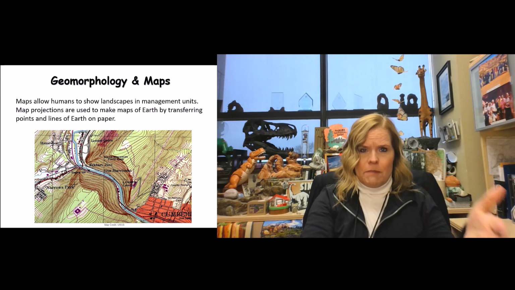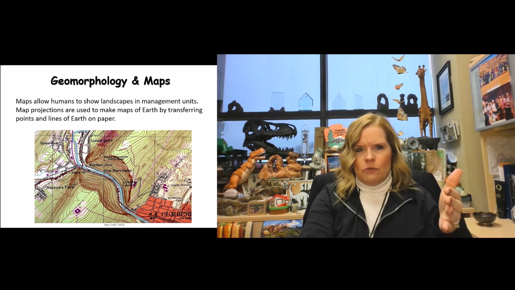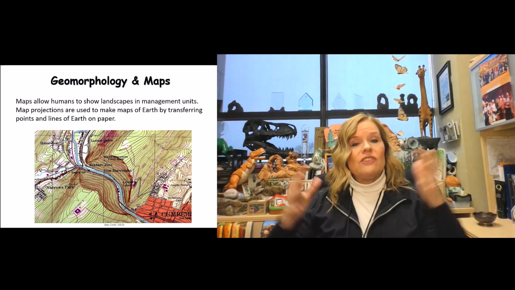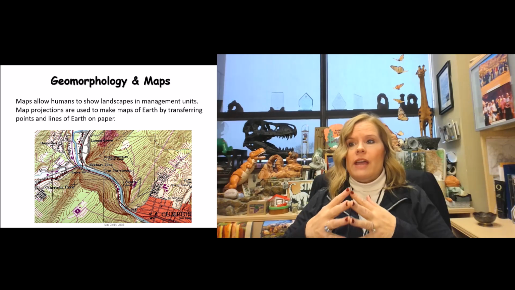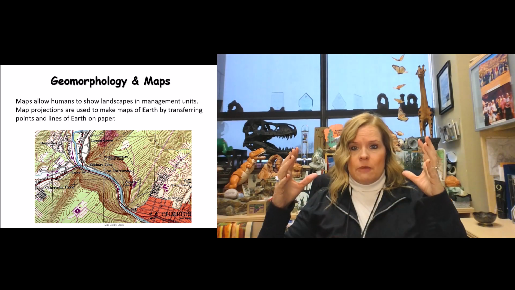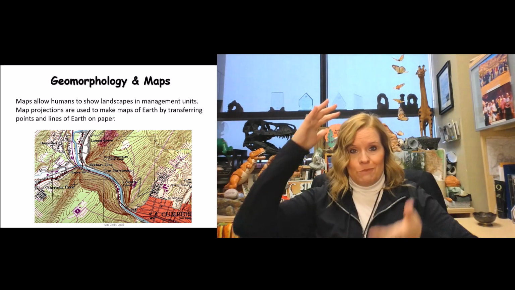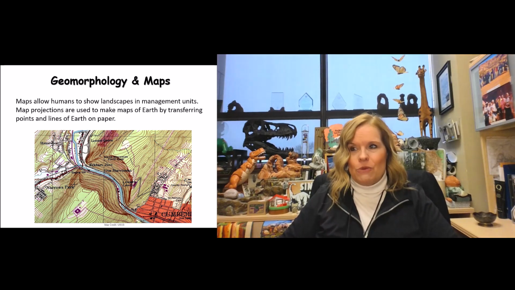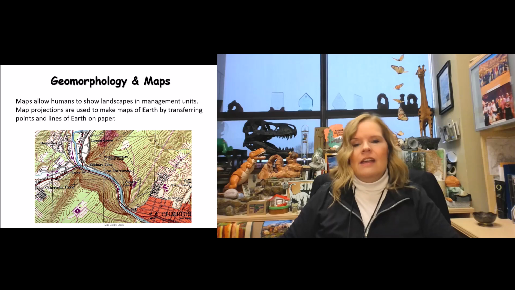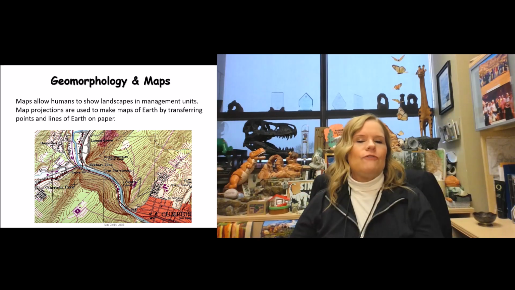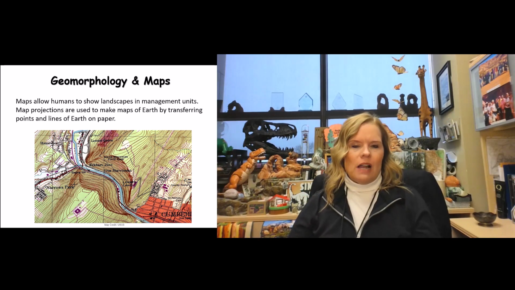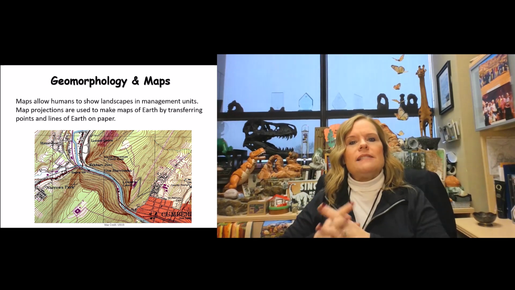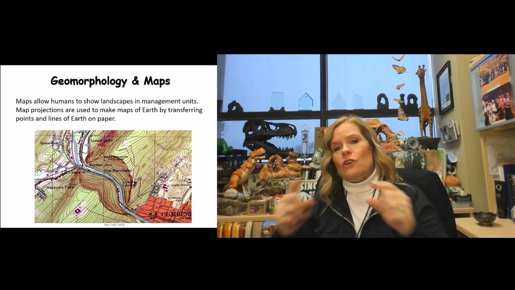We interpret them on maps. Maps are used by scientists to help us bring to scale in a human reference things that are huge. So they allow us to show landscapes in a proportional size, usually on paper. And so if we had to put a mountain on a paper that was the size of a mountain, we couldn't create paper that big. So we scale things down and we use different types of maps in geomorphology in order to interpret landscapes that we may see.